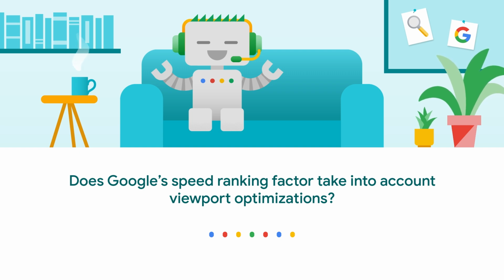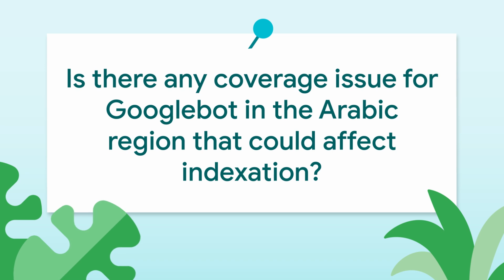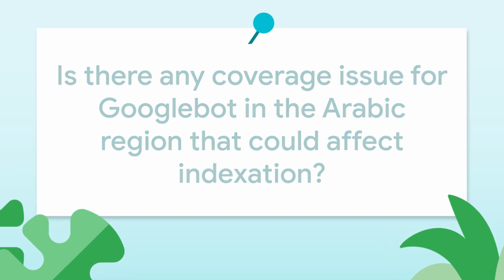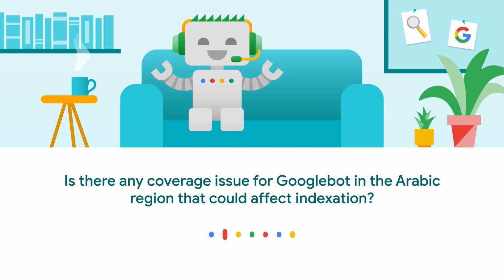Mirella is asking, is there any coverage issue for Googlebot in the Arabic region that could affect indexation? GSC can't fetch our sitemap. Well, there are many reasons why Google couldn't fetch a sitemap, but by far the most common is related to the quality of the feed, or more precisely, the pages that were sent to us through that feed. Keep in mind that a sitemap is not actually required to appear in search, so just keep doing what you're doing and the problem may go away as our algorithms reassess the content of your site.